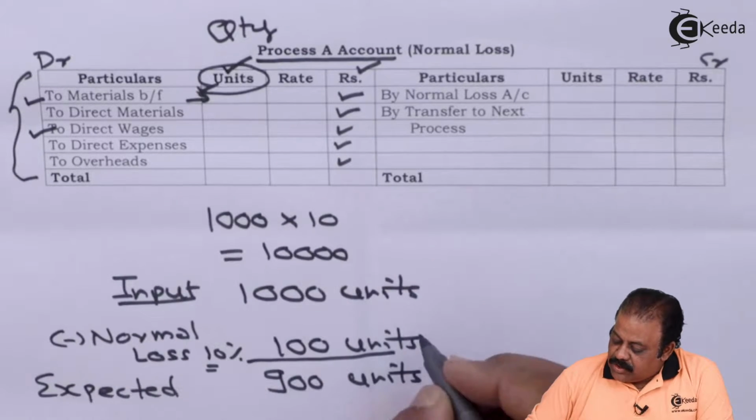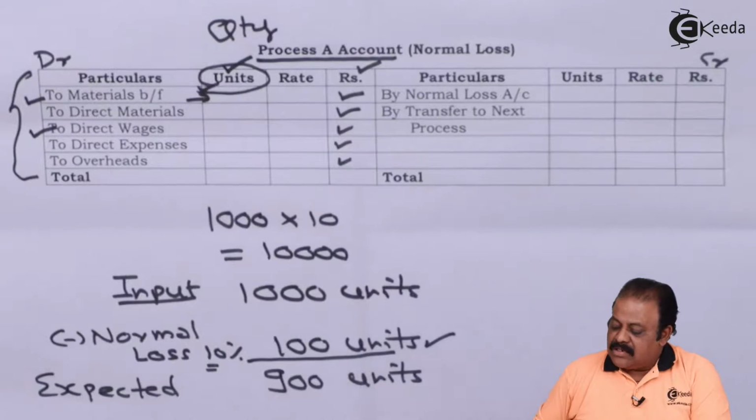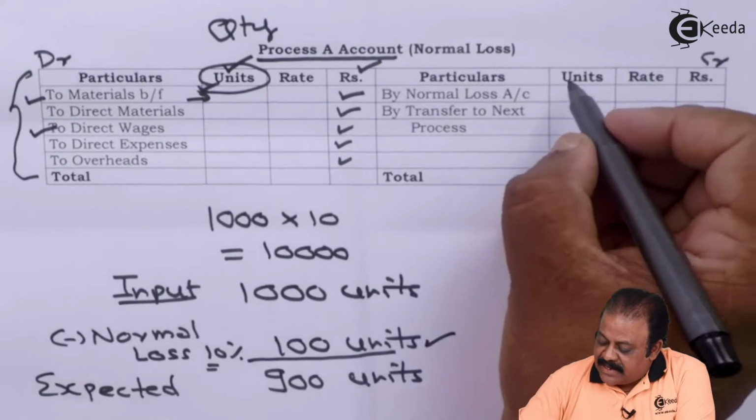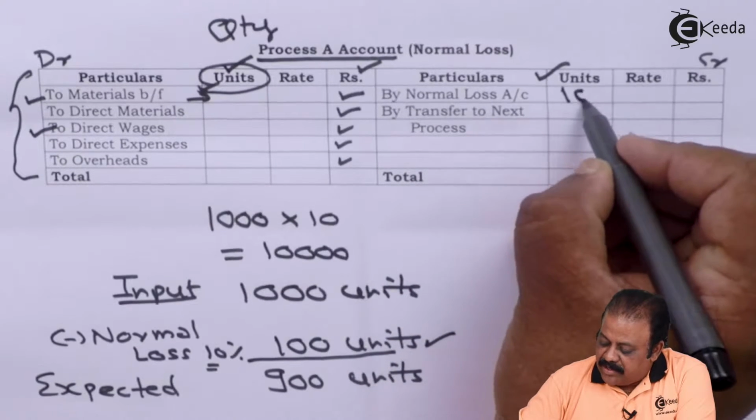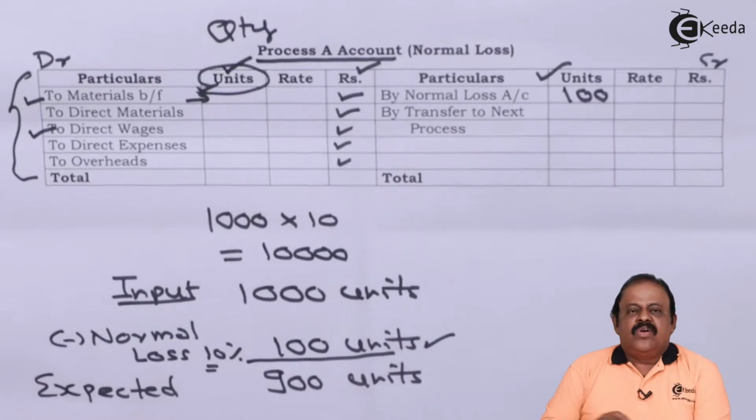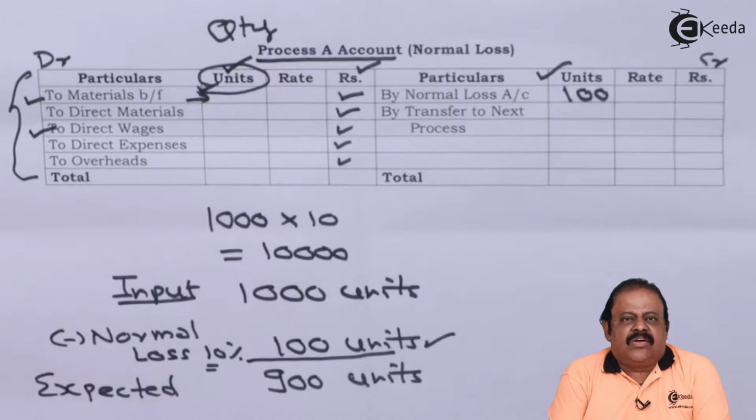Now this 100 units of normal loss will be recorded here on credit side. By normal loss, in units column we will be recording here 100. So units are recorded of normal loss. Now here normal loss means those are bad production, those are bad units.